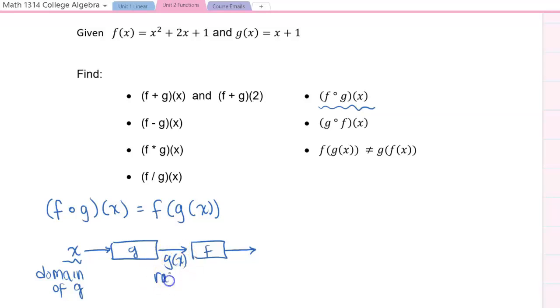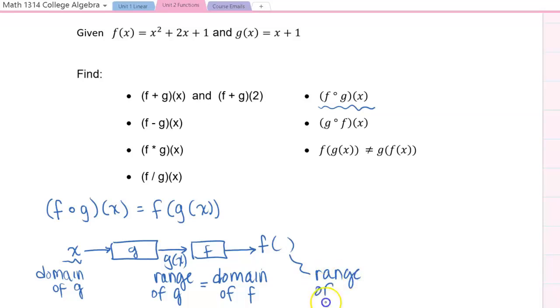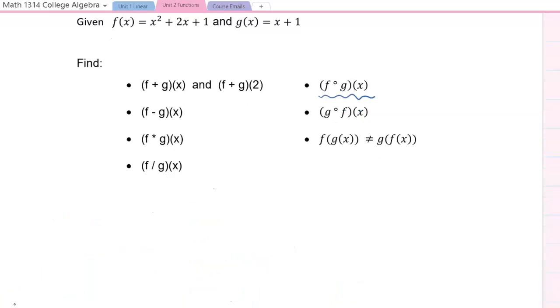After the x value goes through the g function, what comes out is going to be the range of g. And this range value must equal a domain value that is in f, so that we can stick it into the f function. And what comes out of the f function is going to be the range value of the f function. To better understand composition of functions, let's do an example with our given f and g functions.